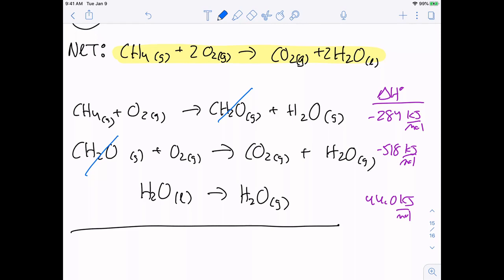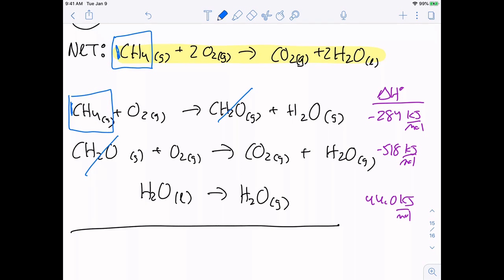So I know methane is a reactant, and of my 3 steps, the only one that has methane in is the first one, and it's already a reactant. So I don't want to reverse that. If I reversed it, then it would be on the wrong side. I also don't want to multiply it by anything because I have 1 methane in my net, and I have 1 methane here. If I multiplied it by something, I would have too many methanes.